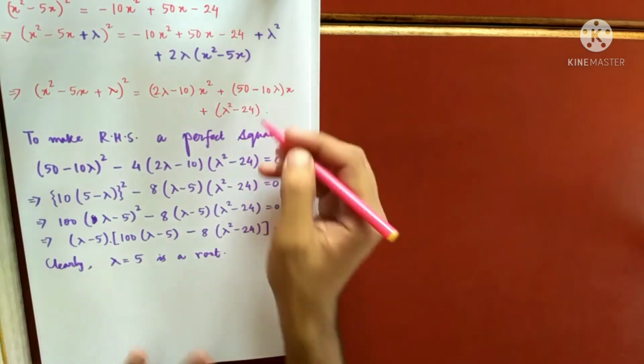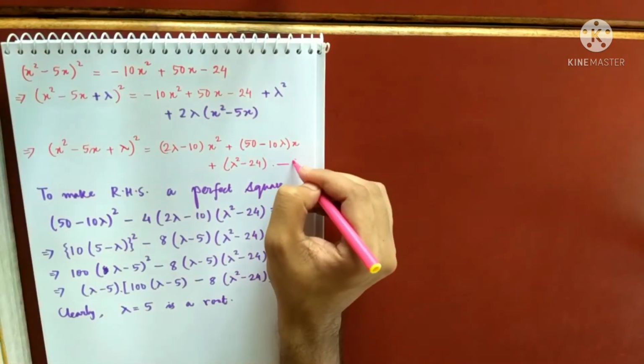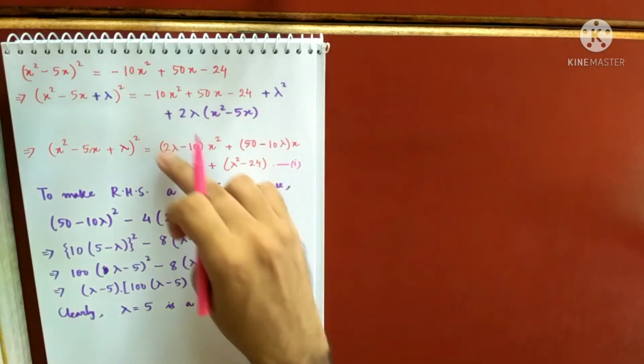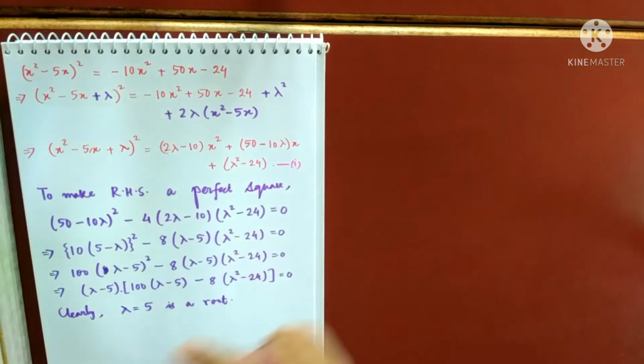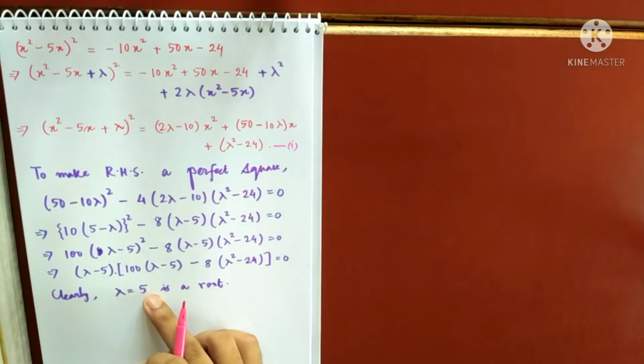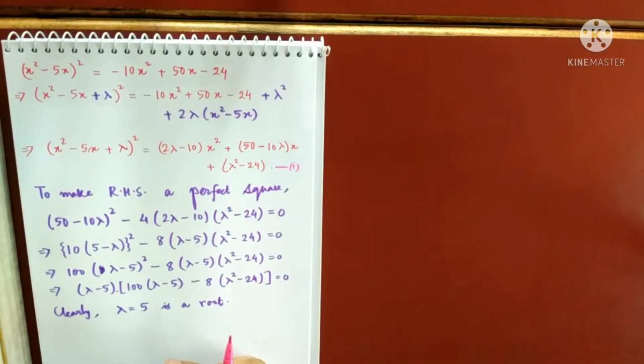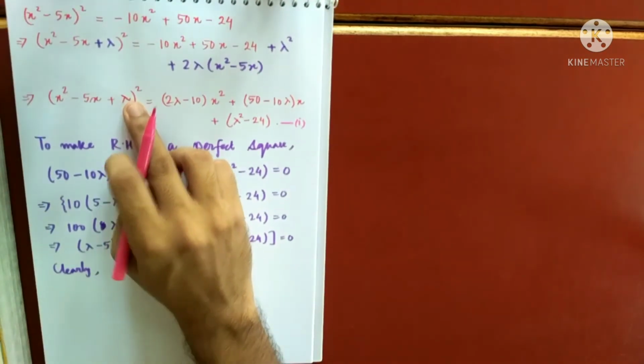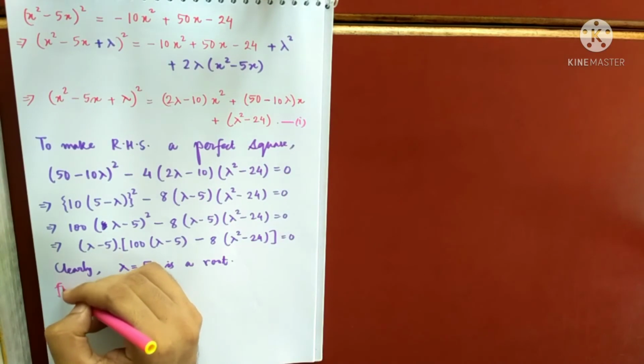So now let's call this equation 1 and put lambda equals 5, because I have understood the right hand side can be written as a perfect square when one value of lambda is 5. So let's put lambda equals 5 in equation number 1.